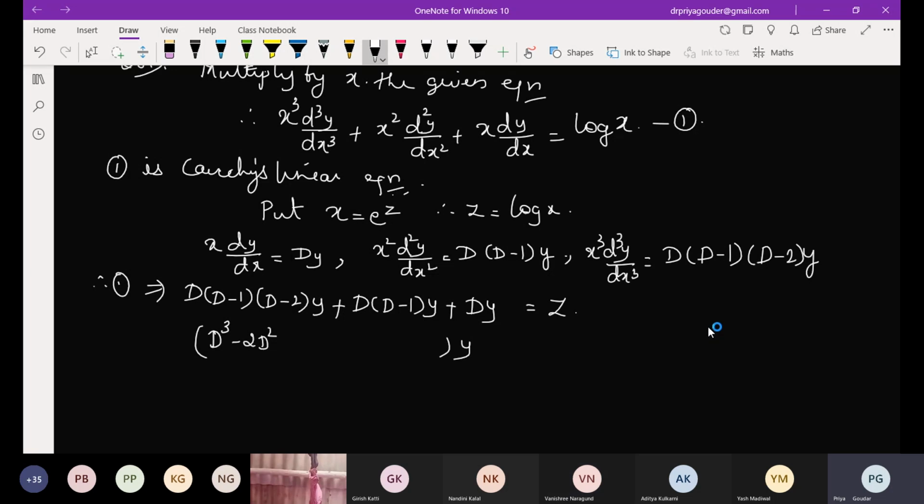Now I'll take this D inside, it is minus D. So this minus D I multiply with both the terms here. Minus D into D is minus D square. Okay, done. Now minus D into minus 2 is plus 2D. Minus 2 plus 2D. Don't change any plus or minus.